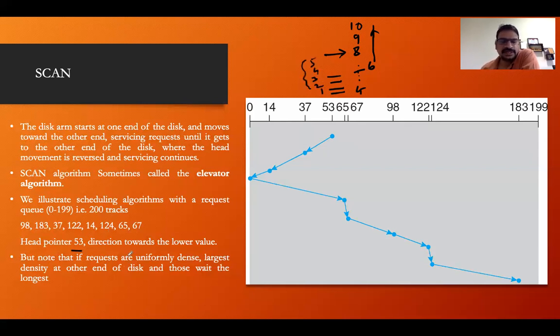So let's solve it with the help of the given queue. This is the queue which is given. We'll start with 53. We'll go in one direction.